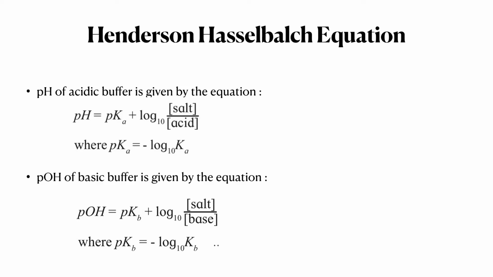And the pOH of a basic buffer is given by the equation pOH equals pKb plus log to the base 10 of the concentration of salt upon the concentration of base, where pKb refers to the negative logarithm to the base 10 of Kb. What is Kb here? Kb is the dissociation constant of the weak base.